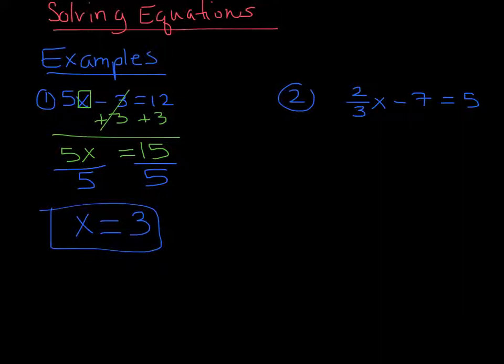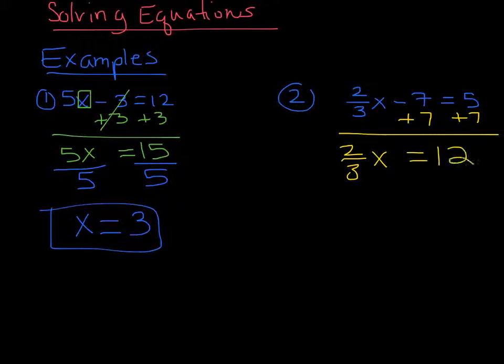So now, number 2 is quite a bit harder because of that fraction. You're still going to start off the same way as you started the previous one, which is to move over the 7 first. If you have something multiplied by an x and something added or subtracted, you always are going to move over whatever is added or subtracted first. So when I move over that 7, I end up getting 2 over 3 times x equals 12.